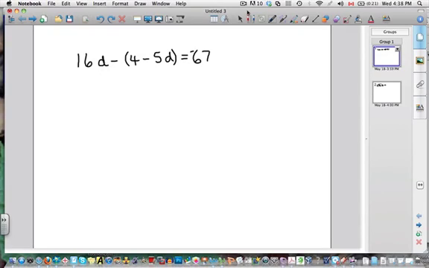Welcome. In this video I will be solving two equations. The first equation will not have fractions and the second one will. So here's my first equation. 16d minus 4 minus 5d equals negative 67.